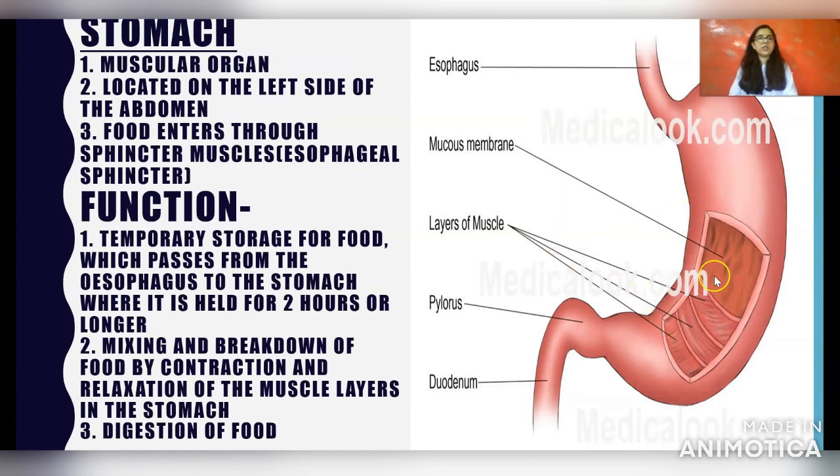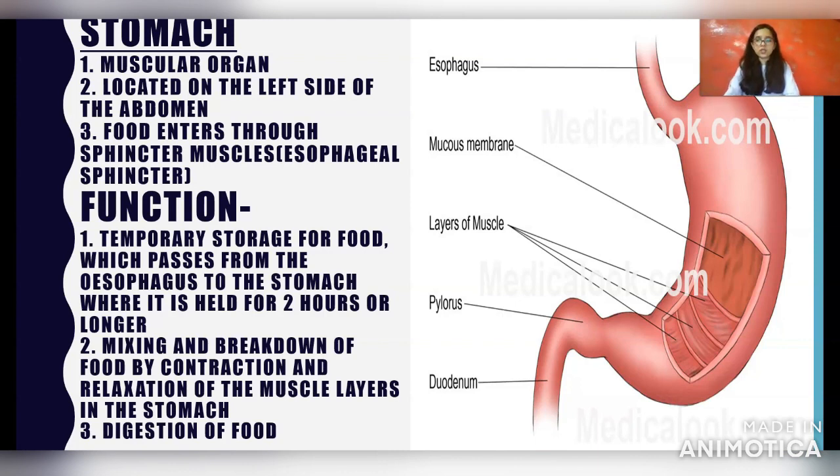Now let us learn about the stomach. It is a muscular organ located on the left side of the abdomen. Food enters through the esophageal sphincter. Now, what is a sphincter? Sphincter muscles are present at all the openings. It is also present between the esophagus and stomach, and between the stomach and the small intestine.